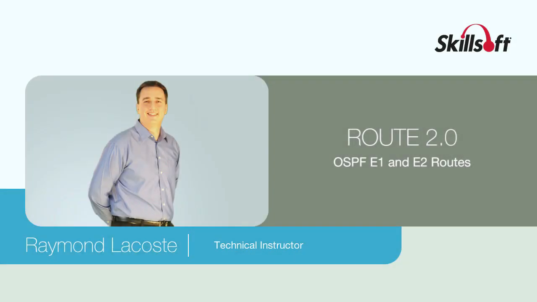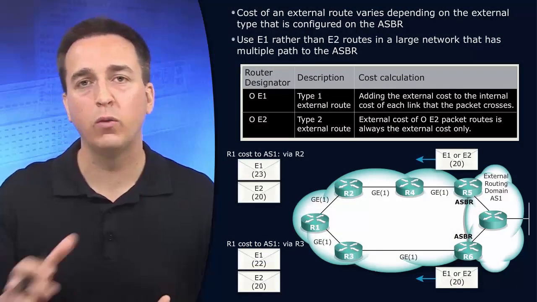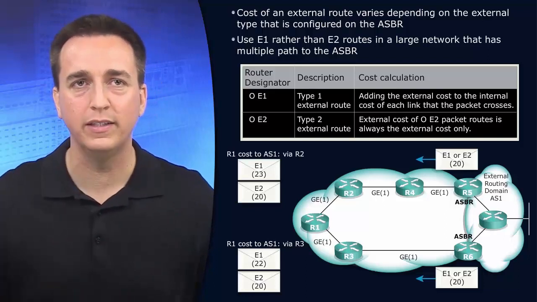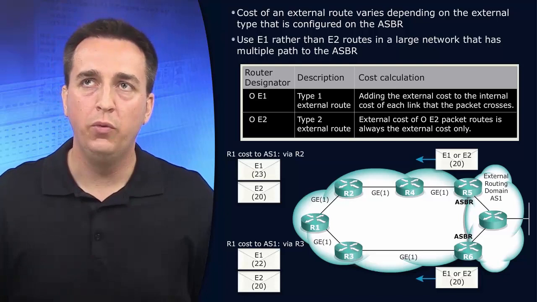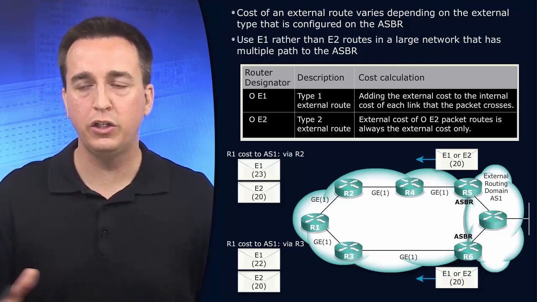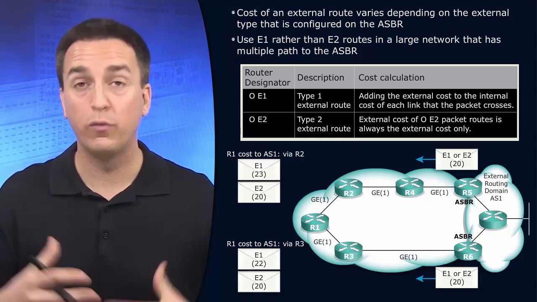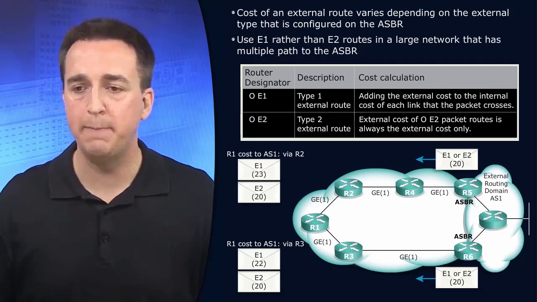We can specify the metric type that will be used for the routes that we are redistributing into OSPF. What's the point of this? Why do we even care about messing around with a metric type? Well, the metric type ultimately determines how the overall metric is going to be calculated by the routers inside of our OSPF domain.